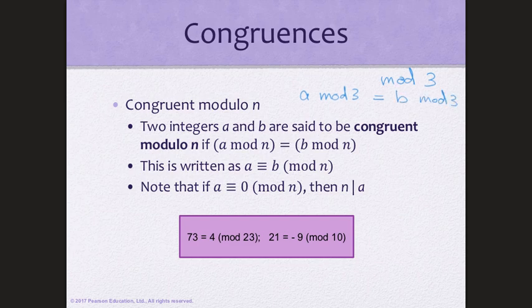Example, I can pick, for example, 11, and I can pick here something like 5. Okay, so 11 mod 3 is equal to what?